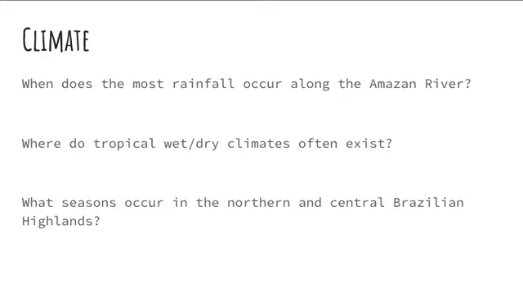Tropical wet dry climate. Where do these exist? Tropical wet dry climates usually exist along the outer edges of the tropical rainforest climate. Most of the northern and central Brazilian highlands have a tropical wet dry climate. This climate has just two seasons, summer, which is wet, and winter, which is dry. Daily average temperatures change very little. Summers average in the 70 degrees Fahrenheit and winters in the 60 degrees Fahrenheit.